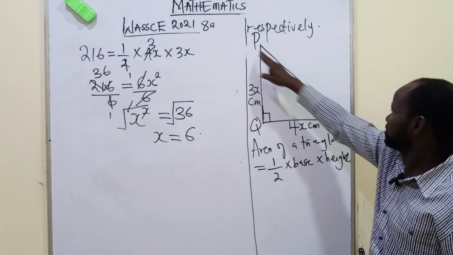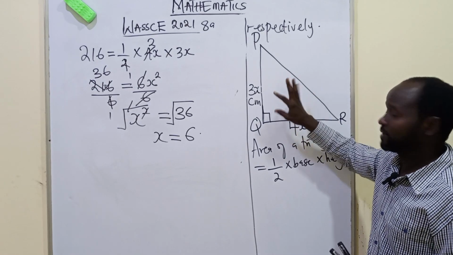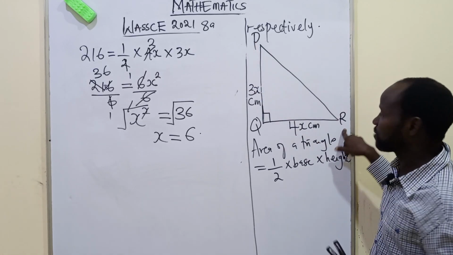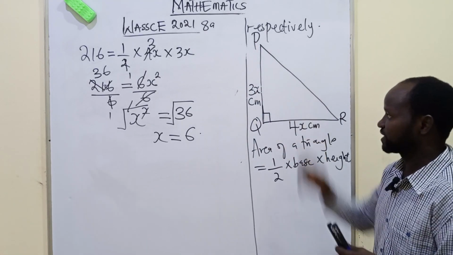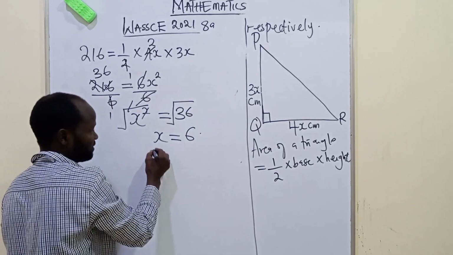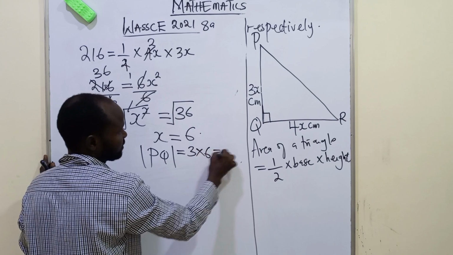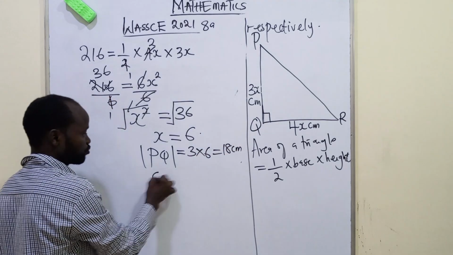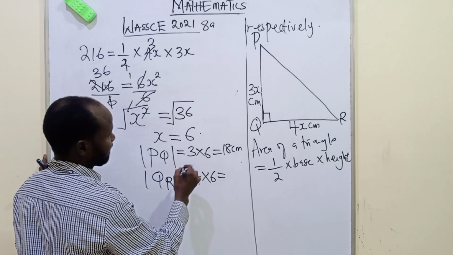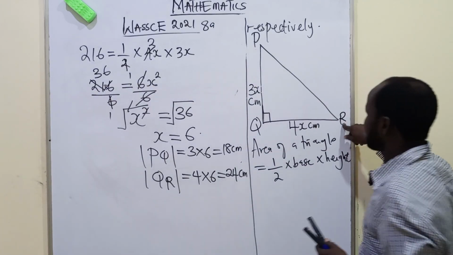But we are asked to find length PR. Since we know two of the sides and this is a right angle triangle, we apply Pythagoras rule, which states that in a right angle triangle, the square of the longest side, which is P to R, will be equal to the sum of the squares of the other two sides. We can easily apply Pythagoras rule. Length PQ will be 3 times 6, that will be 18 cm. Then length Q to R will be 4 times 6, which is 24 cm. So with this information, we can easily find P to R.